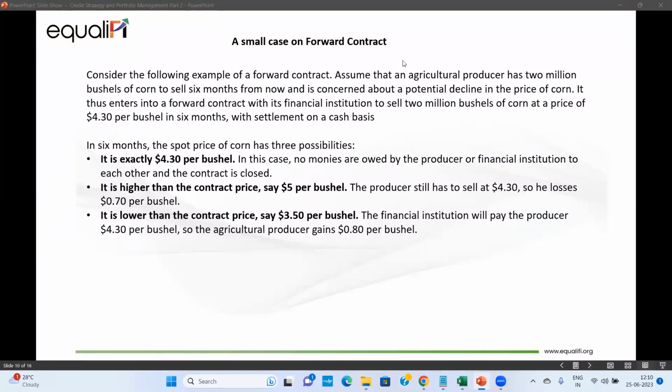Okay. So there is a small case on forward contract. Just quickly go through this.